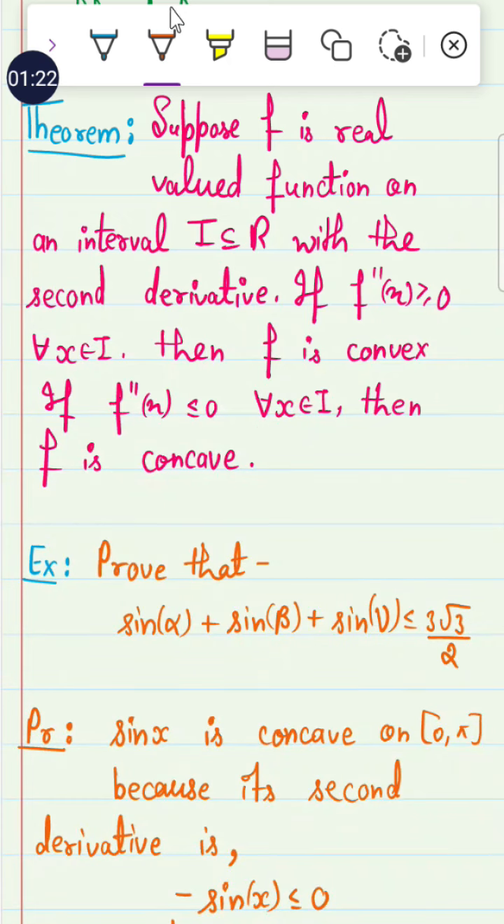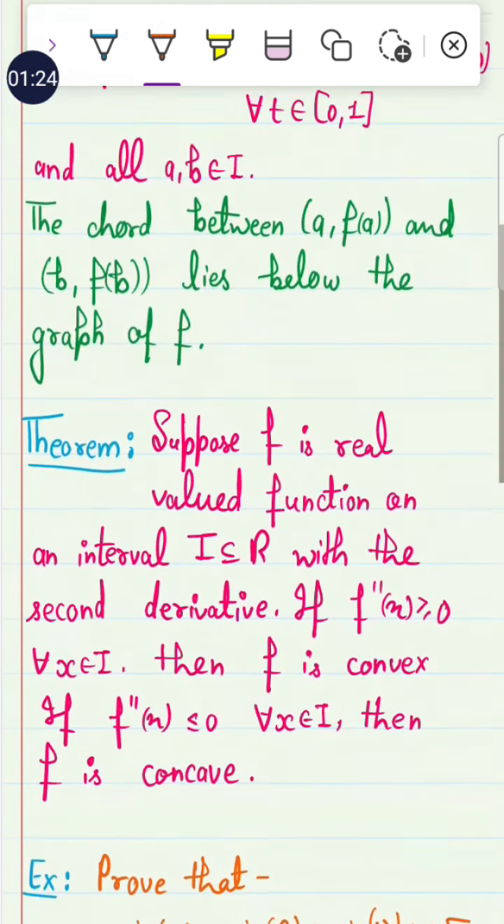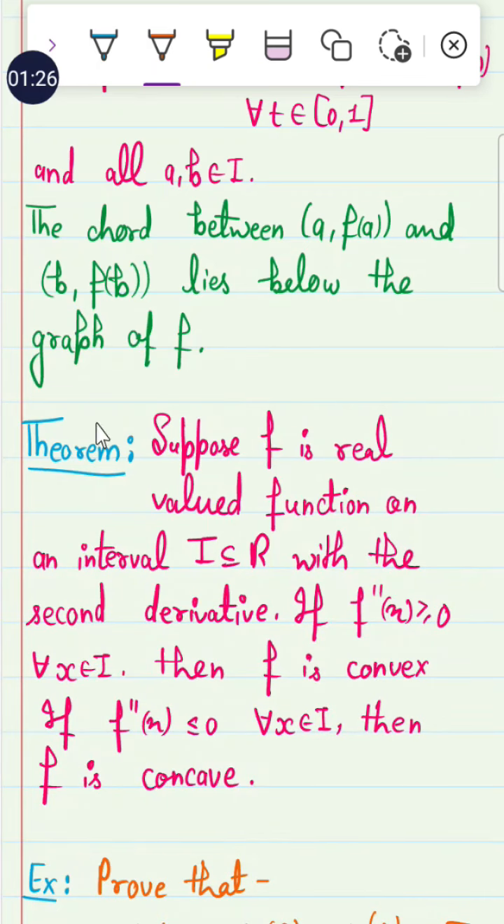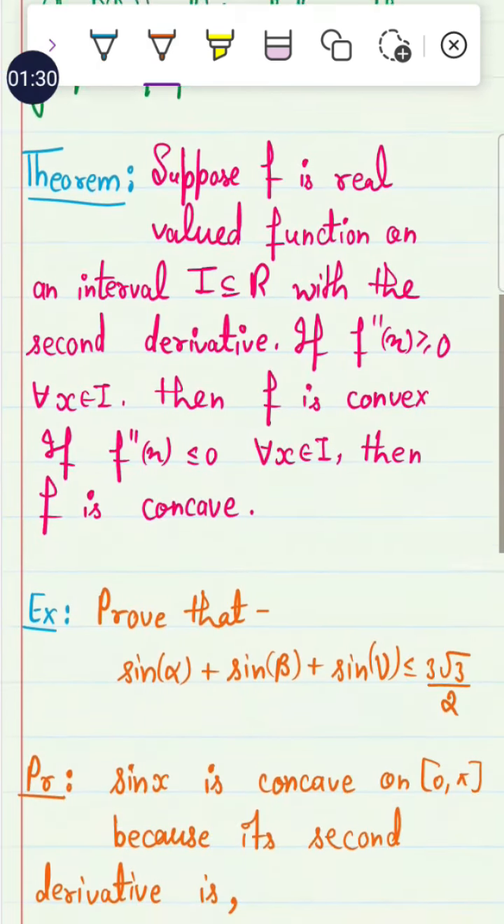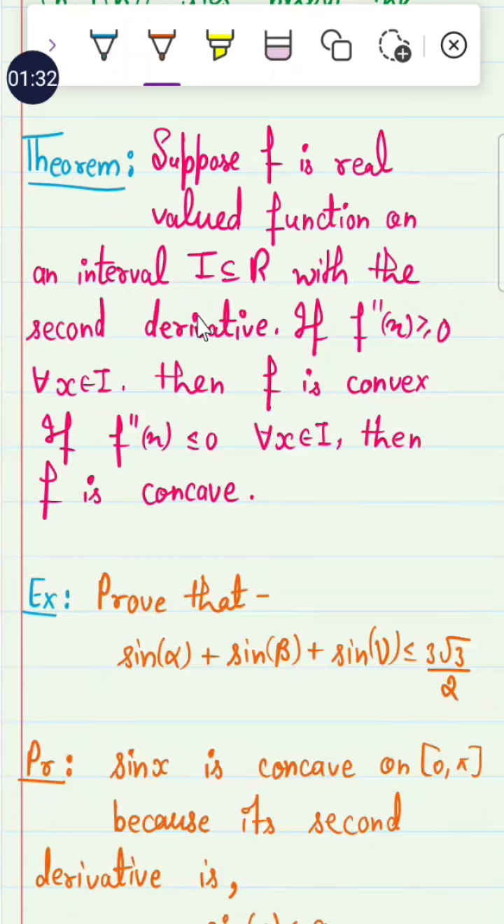This definition is taken from the graph. Now how do we convert it in real analysis? In real analysis, we find out whether the function is concave or convex by the second derivative. If the second derivative of the function is positive, then the function is convex. If the second derivative of the function is less than or equal to 0, then the function is concave.